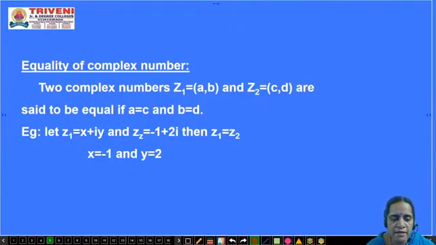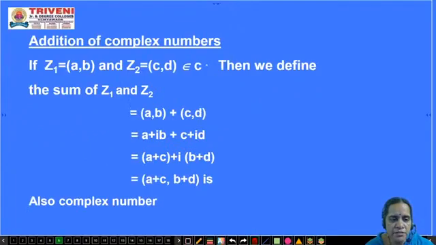Suppose we take one example: z1 is equal to x plus iy and z2 is equal to minus 1 plus 2i. Here we have to take the equality of the complex numbers: the first components are equal, that is x is equal to minus 1, and y is equal to 2. And then the next topic is addition of a complex number.